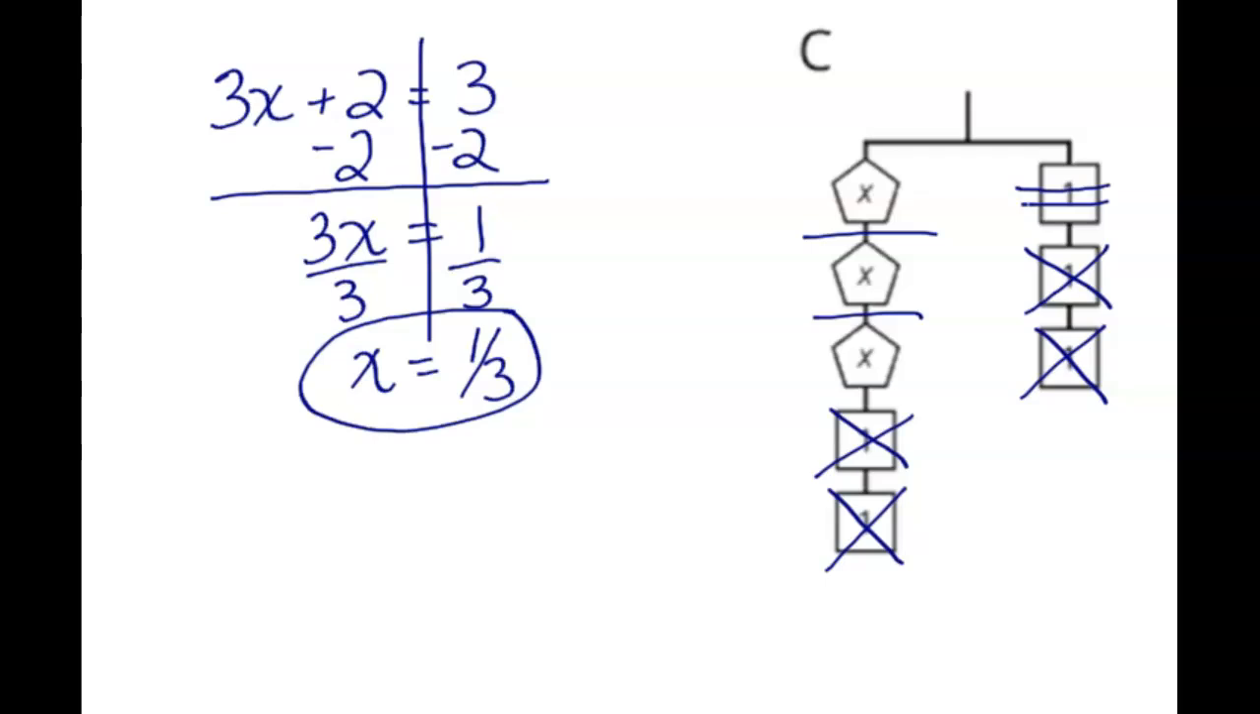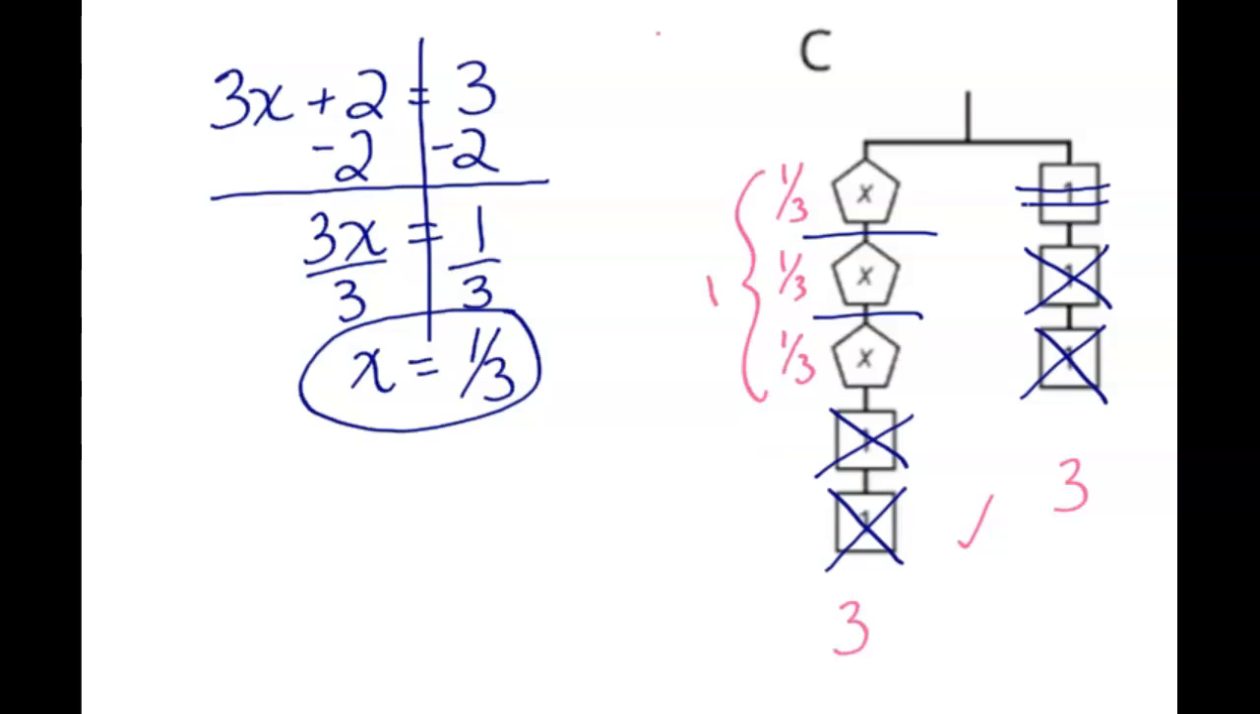Again, let me go ahead and check my solution. If I put 1/3 in for each of these x's, these 3 1/3s add up to 1. I have 2 more 1s over here, so I have 3 on the left side, and I also have 3 on the right, so both sides match.